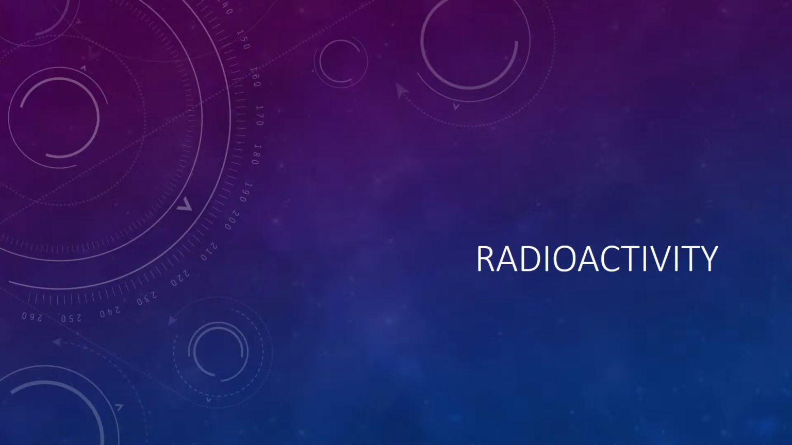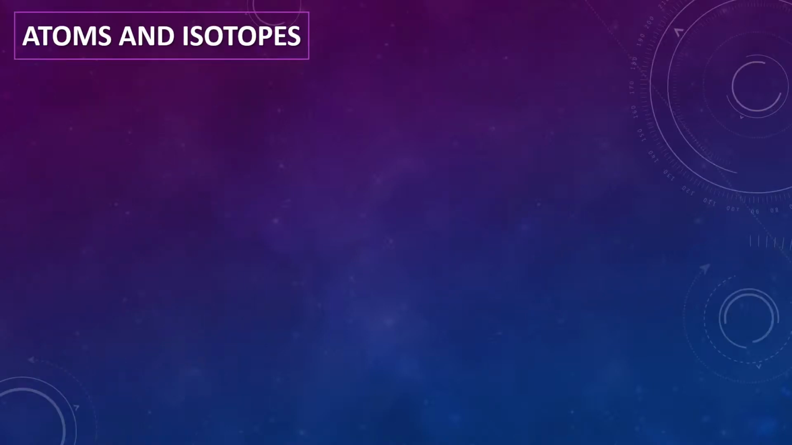Today we're looking at GCSE Physics and specifically Radioactivity, which is P6 in the OCR Gateway textbook, and in this lesson we'll be looking at P6.1. To start off with some basic knowledge with atoms and isotopes.